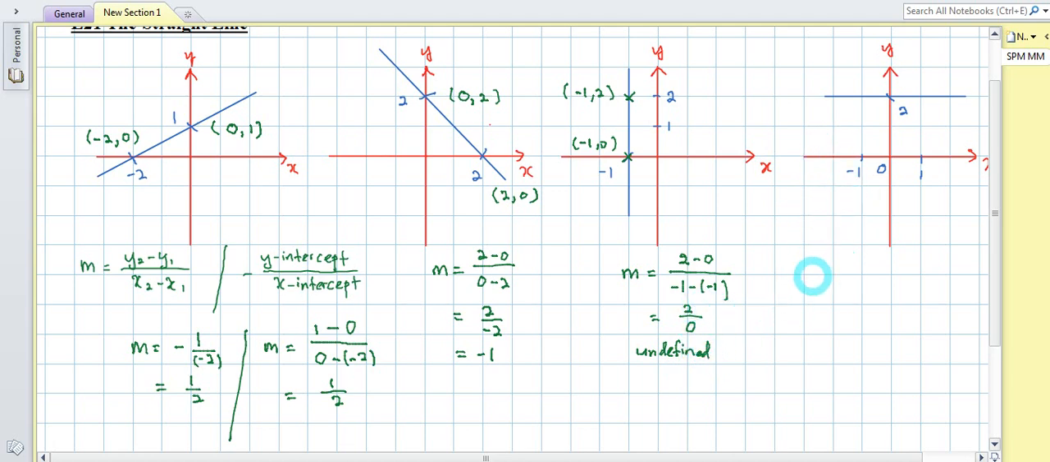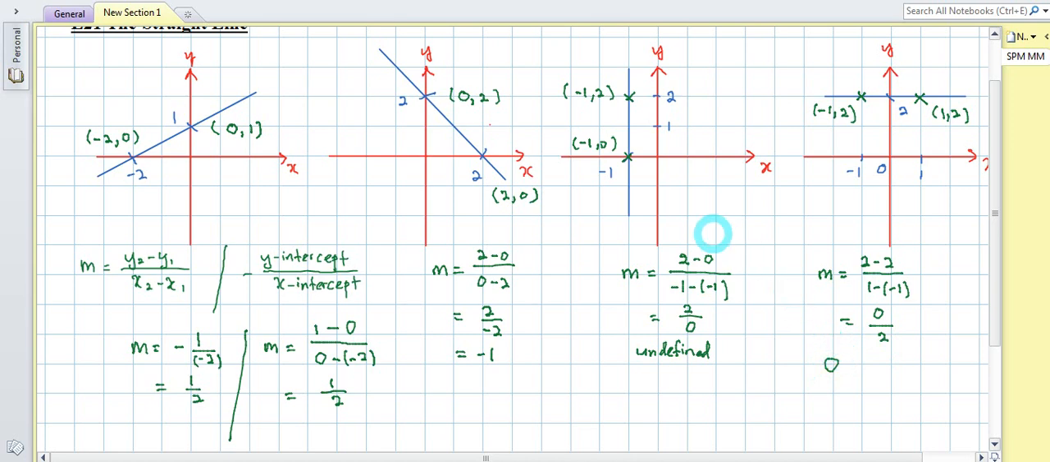Okay, so how about the last one? I just choose 2 points. Here, what's the coordinate for this point? (-1, 2), right? Okay, how about this point? (1, 2). Okay, so the gradient is 2 minus 2 over 1 minus negative 1. Here you will get 0, and here is 2. So 0 divided by 2 is 0.